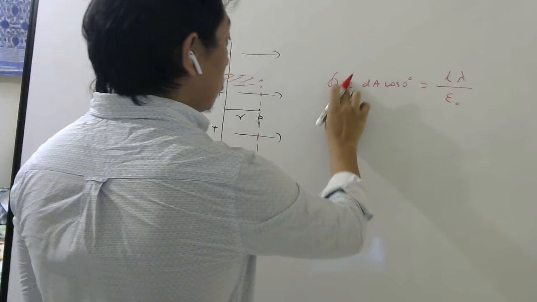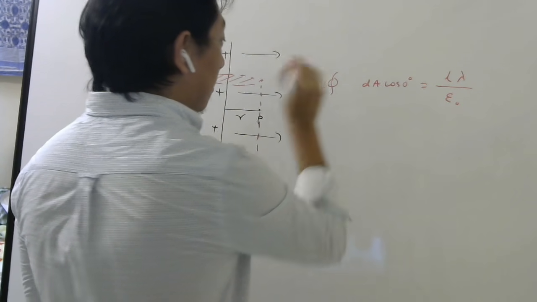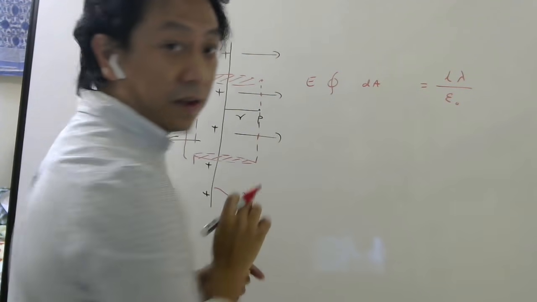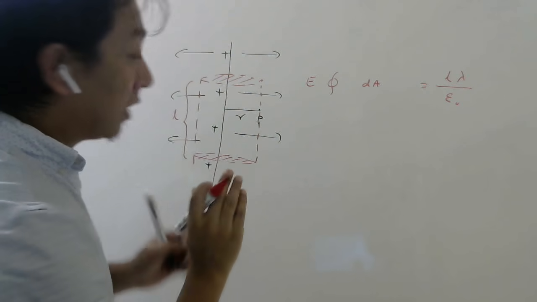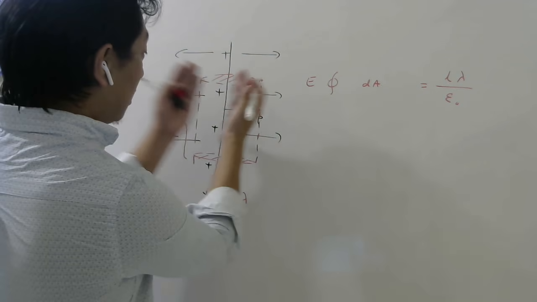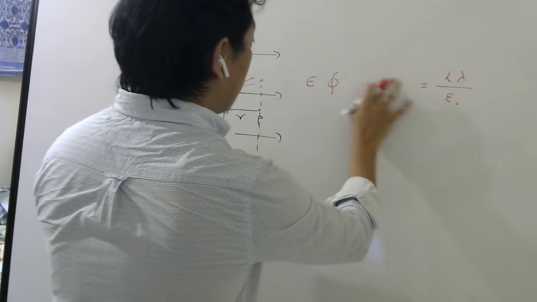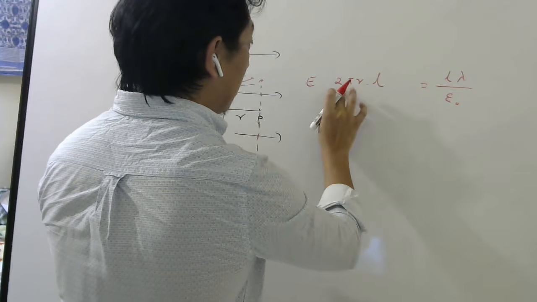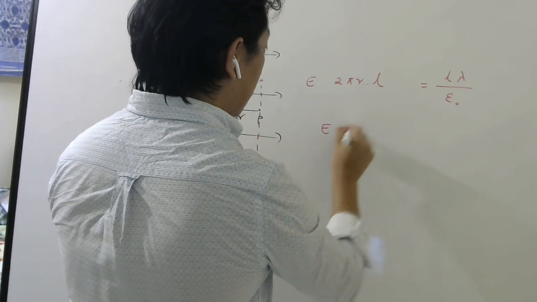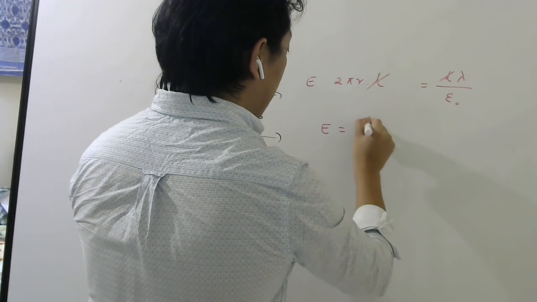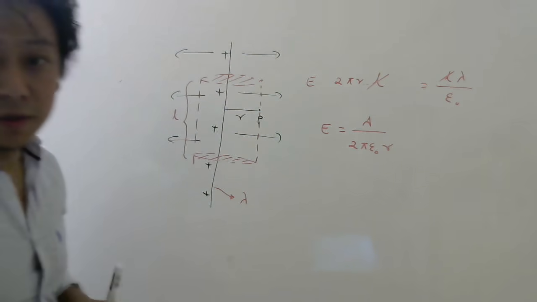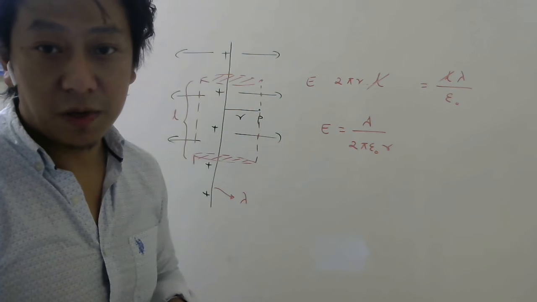Then since E is uniform, you can take it outside. Cos 0 is 1. Integral dA will give you the total area. Total area of which part? Only this part. So this part's area will be 2 pi r into L. Then you cross multiply. E will be, L will cancel, lambda divided by 2 pi epsilon naught r. So immediately you can see how fast we can do it, right?